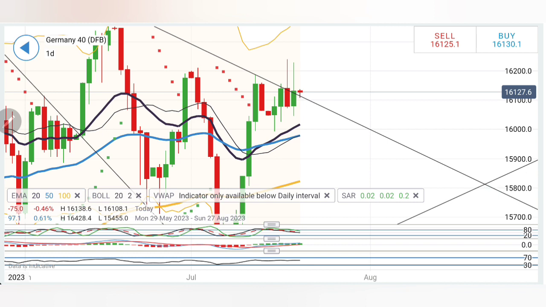Buy at 160, sell at 100. Now on the downside, be careful for 16,050. On the upside, be careful for the 16,200 to 16,230 zone.